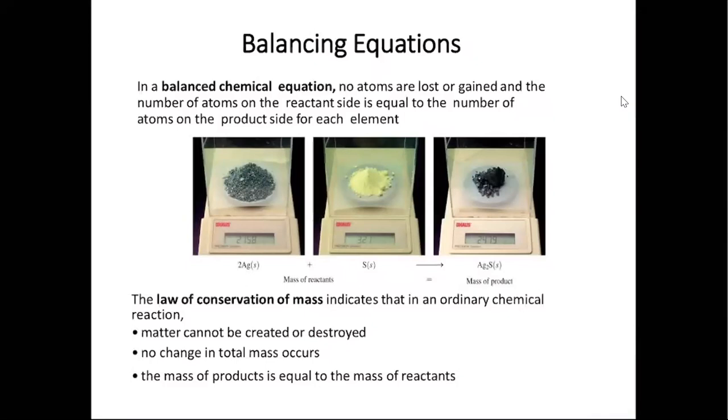This is all based on the law of conservation of mass, which indicates that in an ordinary chemical reaction, matter cannot be created or destroyed. No change in total mass should occur, and the mass of the products in an ideal system is going to equal the mass of the reactants.